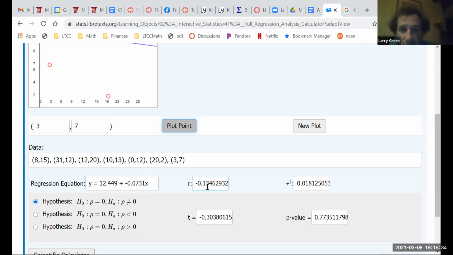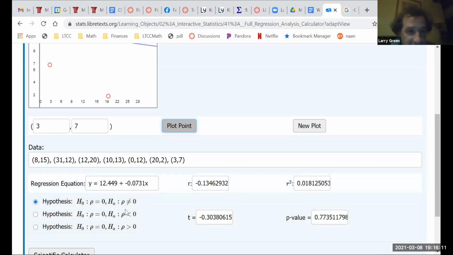Okay, R is negative 0.13, which is close to 0. R squared is about 0.02. So that means that only 2% of the variation in the number of books people have read can be attributed to the number of apps they put on their smartphone. Whereas the other 98% of the variation of books people have read comes from other stuff and other reasons. Any questions on that idea?